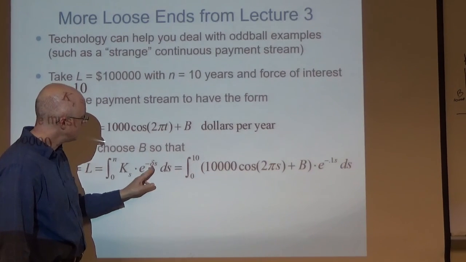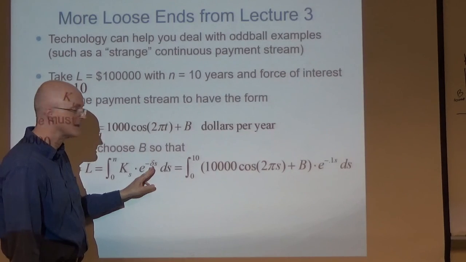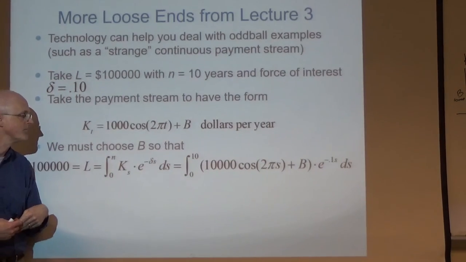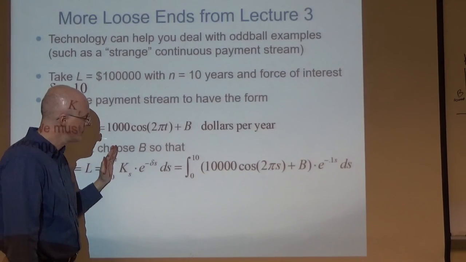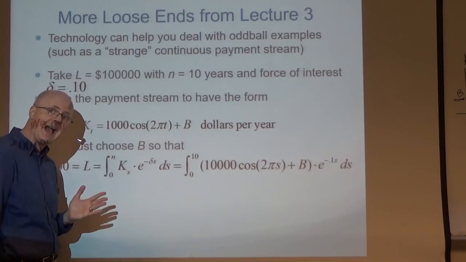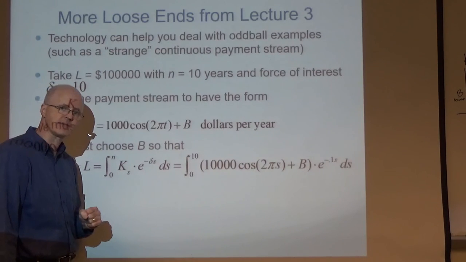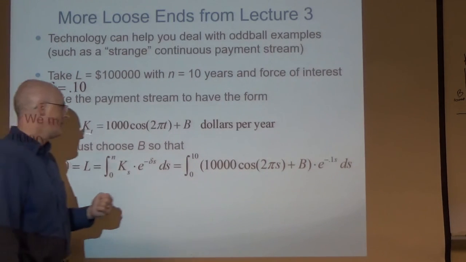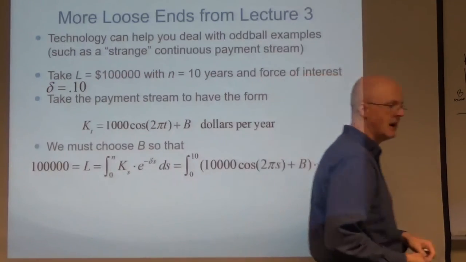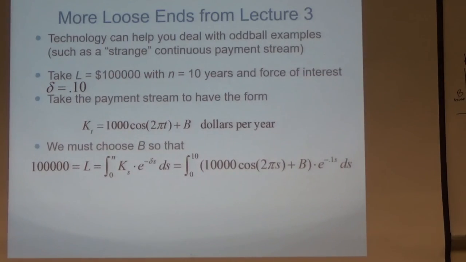If I multiply by e to the negative delta s, where delta is the force of interest, that's discounting it back to time 0. So this would be a present value of that tiny amount of money. Integrating is analogous to adding. It's like you're adding up all those present values to get the total present value, and you want it to equal 100,000. Based on the nature of this payment stream, we can choose B so that this is true.